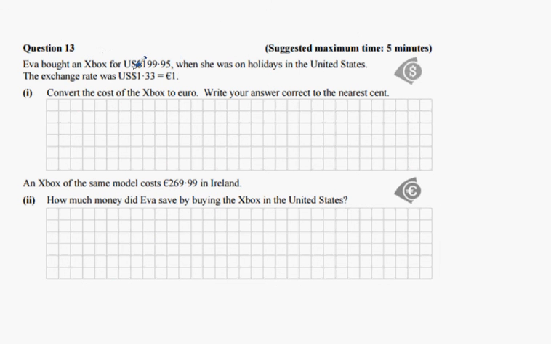Ava bought an Xbox for $199.95 when she was on holidays in the United States. The exchange rate was $1.33 to €1. What can you tell me about this, guys? The dollar number will always be bigger than the euro number. It's a choice. When we change dollars into euro, will it be a smaller number or a bigger number? Smaller.